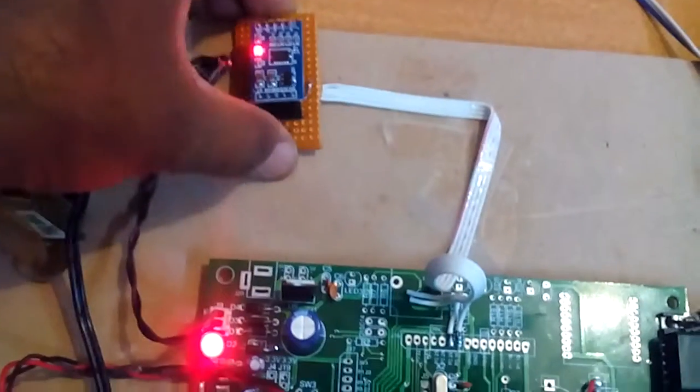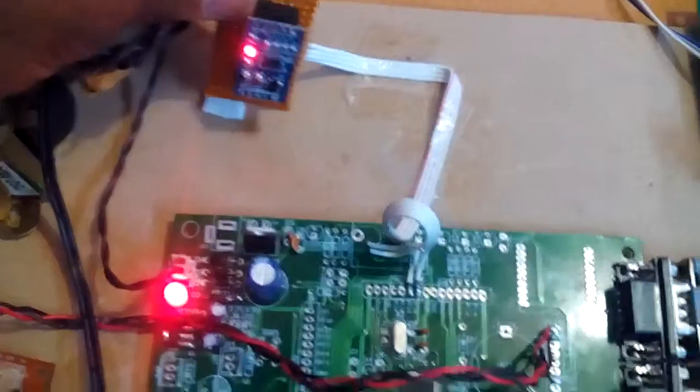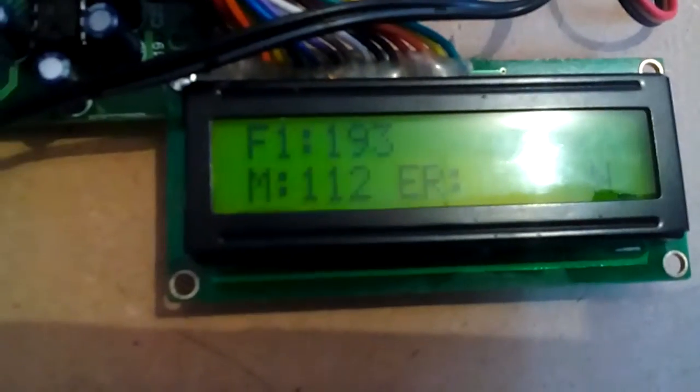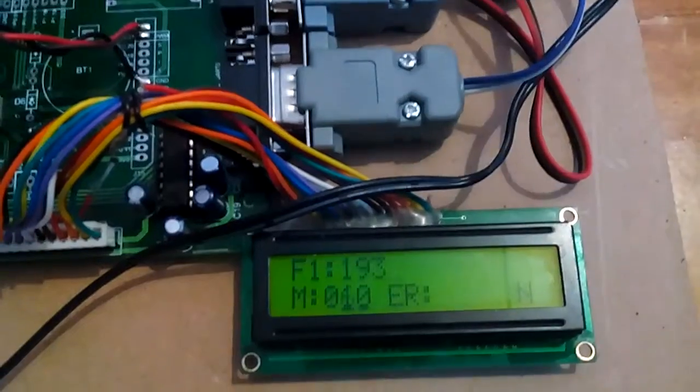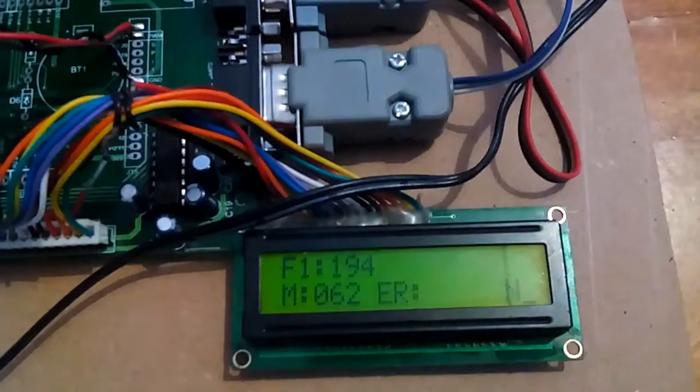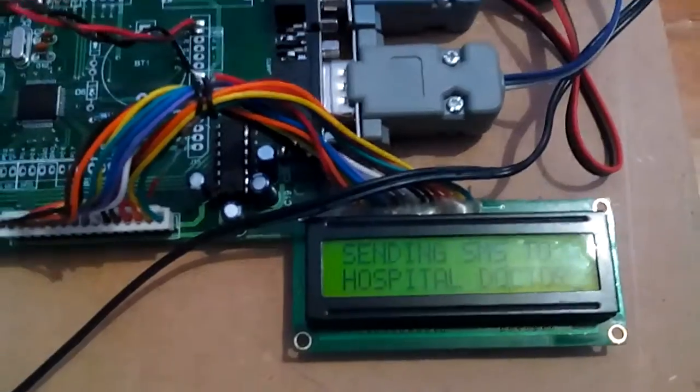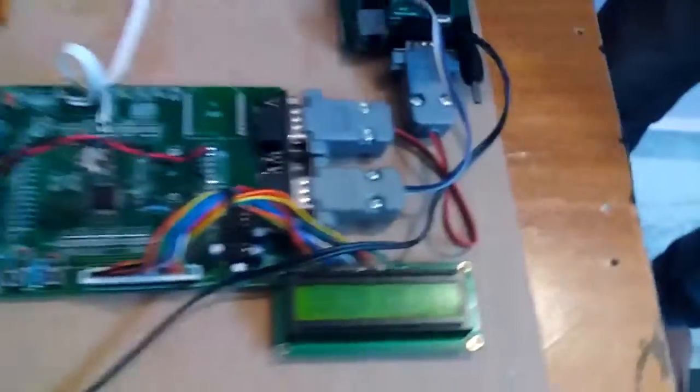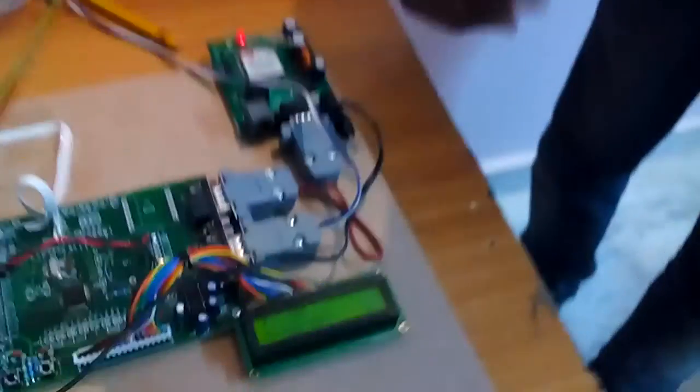Okay, if you give an input like the right side, body move left, body move left, it will send the SMS to the two mobile numbers. Okay, the person is wearing the finger.